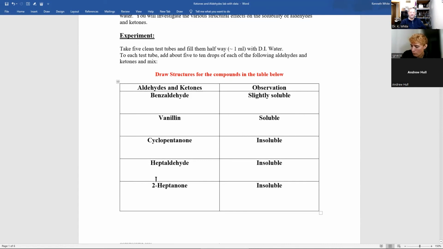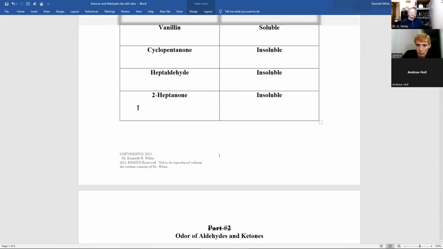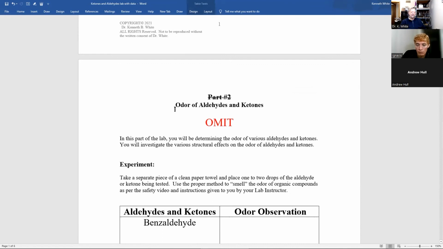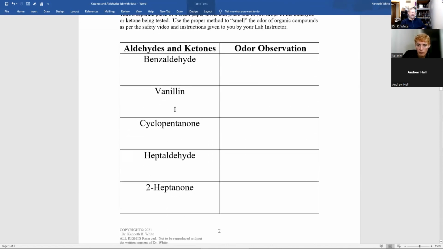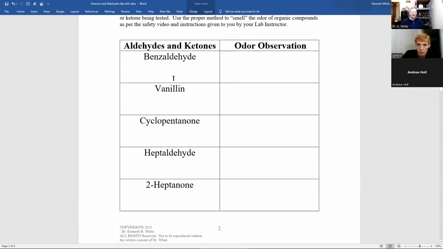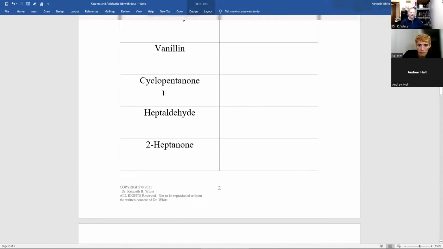Now, here are the ketones and aldehydes you would test if you were face to face. Notice right here in this table, when you hand in the lab, draw the structures for the compounds in the table below. So that's the first thing you're going to do. Now, the odor, let's omit. It was nice, but the benzaldehyde you've already done, the vanillin you already did in the past.